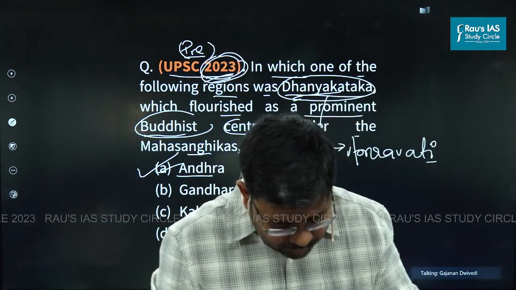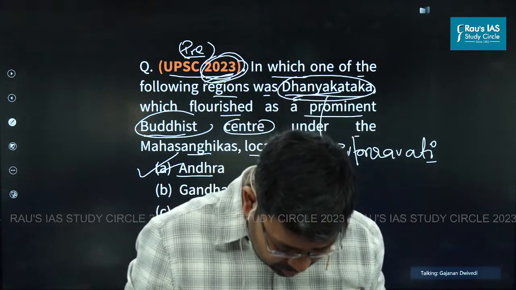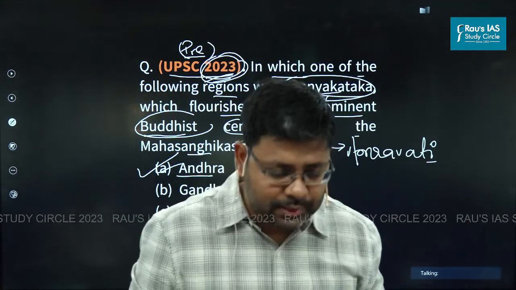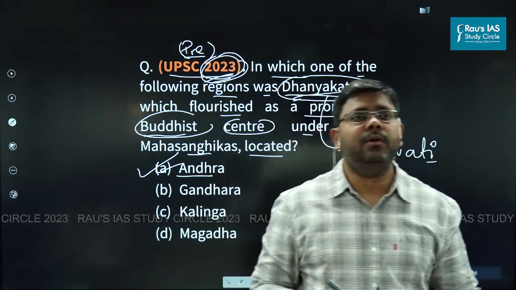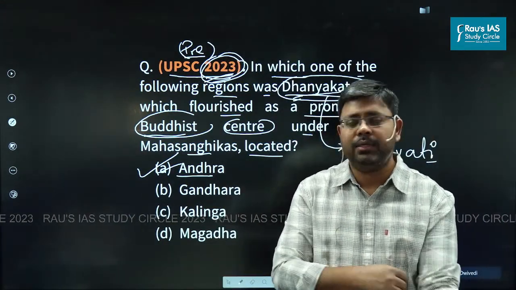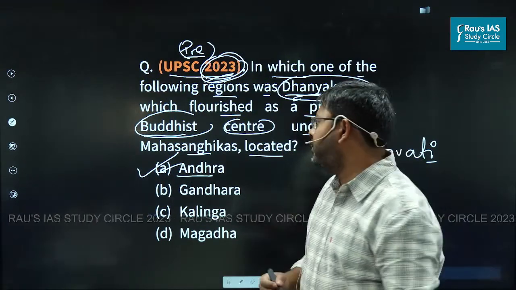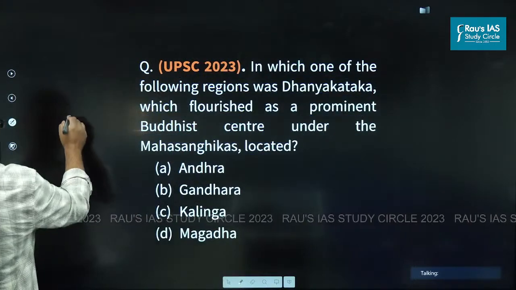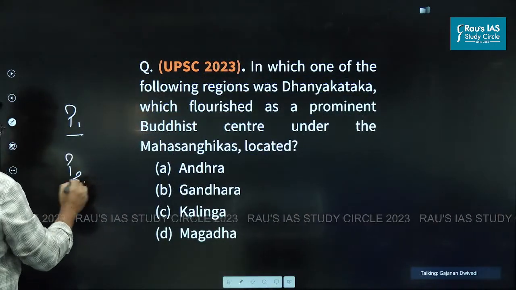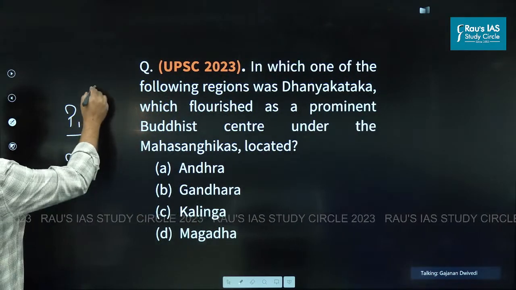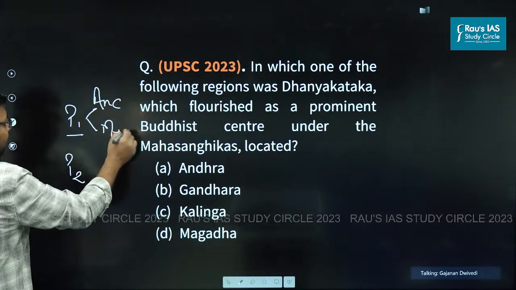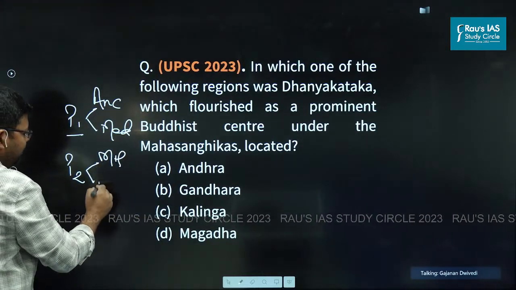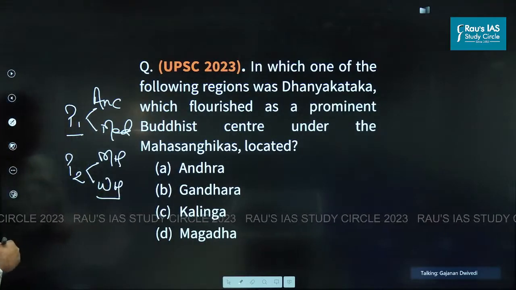Now I'll take a question from those who are live in the YouTube chat. Do we need to quote historiography in the world history section? First of all, if you talk about the history optional, there are two papers. Paper one would have ancient and medieval as two parts. Paper two would have modern history and world history as two parts.